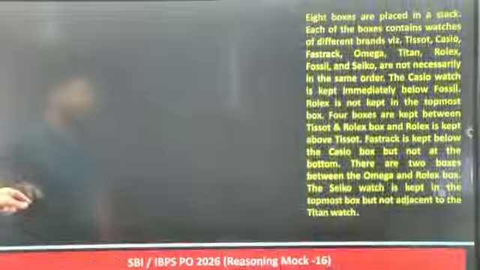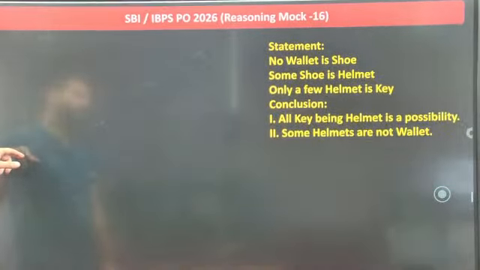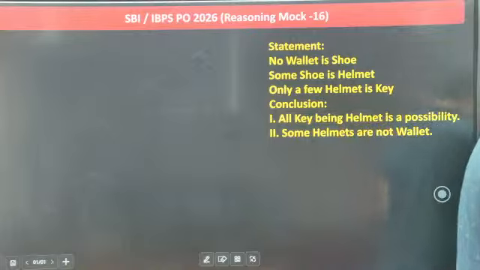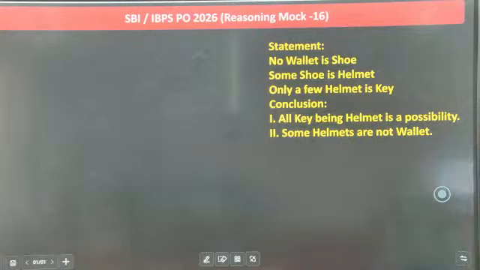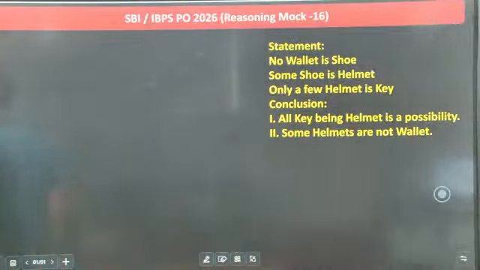Next. We'll solve this tomorrow. Let's solve one or two questions of syllogism. Two more questions of syllogism. Let us solve. We have solved, I think, only 3 questions of syllogism. Na? Minimum 5. Let's practice.